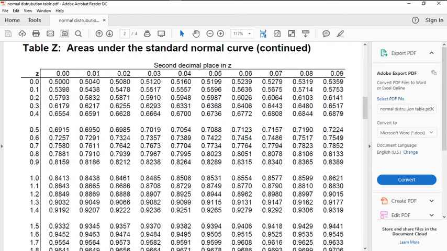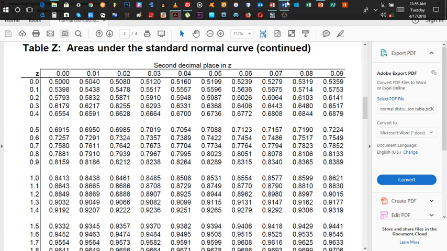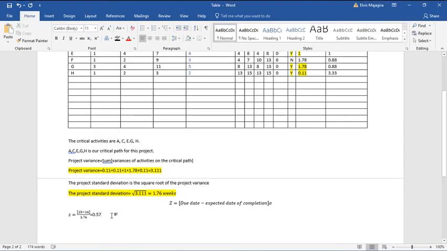The first row here represents the second decimal place in Z, and this column represents the first decimal place in Z. Remember our Z value? Our Z value is 0.57. So 0.5 is our first decimal place, and 0.07 is our second decimal place.